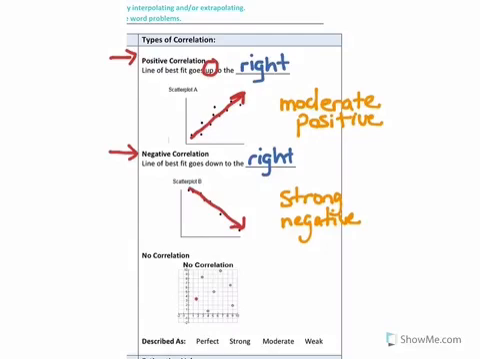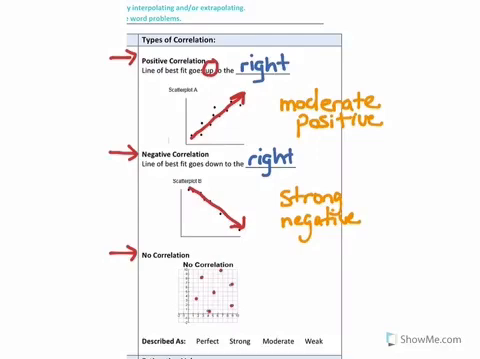If you have dots that actually go all over the place, like this one, they don't seem to be in any sort of pattern, do they? So this one is called no correlation. You couldn't even draw an arrow that described the pattern if you wanted to.